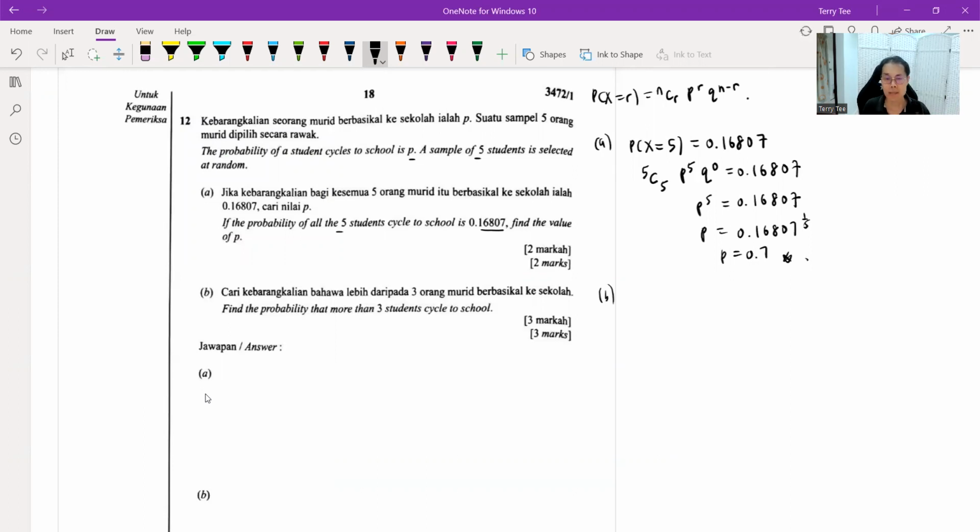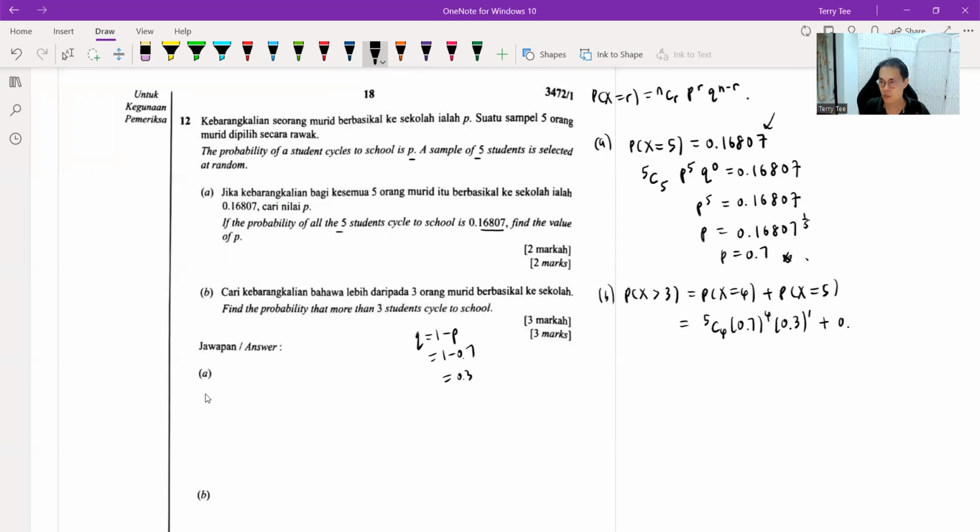Next, find the probability that more than 3 students cycle to school. More than 3 means 4 or 5. I already have the probability of 5. I just have to find the probability of 4. So the probability of 4 is 5 choose 4, p power 4, where p is 0.7, and q is 1 minus p. In this case, 1 minus 0.7 is 0.3, power 5 minus 4, which is 1.